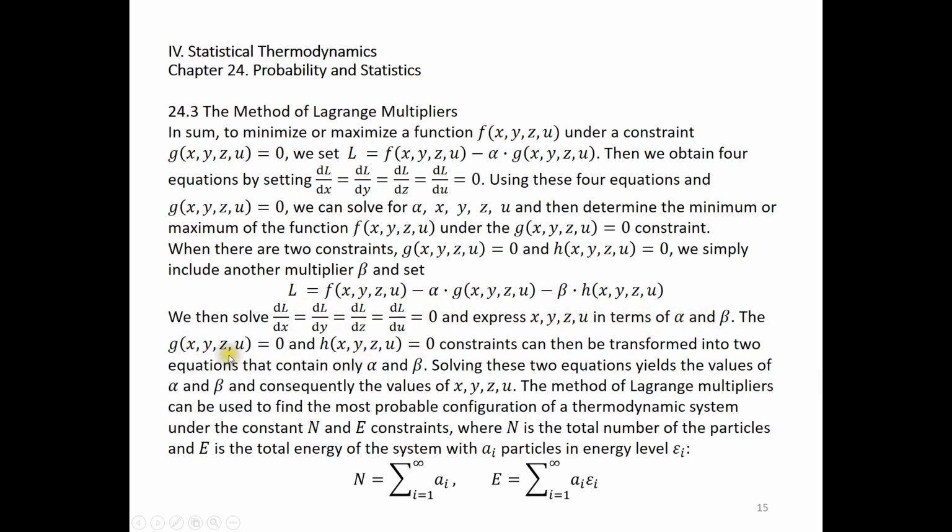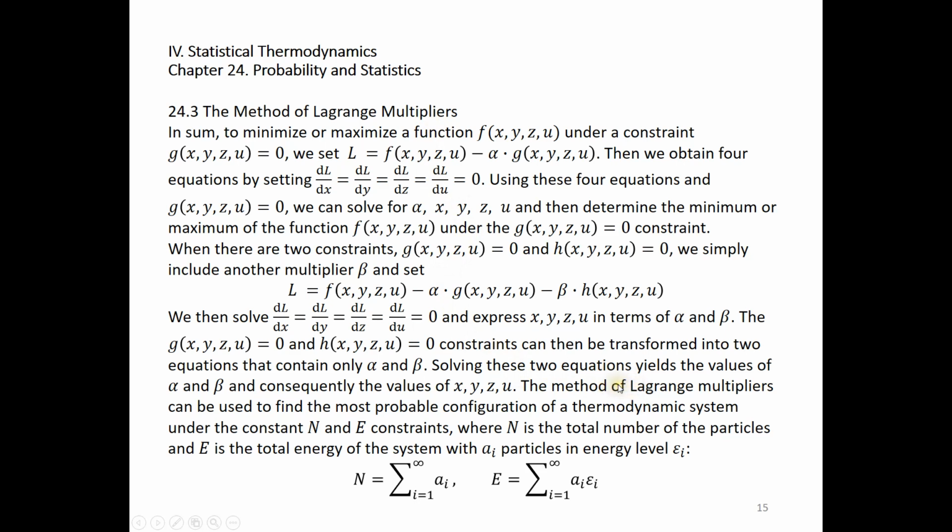And we have two constraints. Remember, x, y, z, and u can be expressed in terms of alpha and beta. Now we have these two equations. We have two equations that contain only two variables, alpha and beta. We can solve those. We get the values of alpha and beta. And then because x, y, z, and u are expressed in terms of alpha and beta, we can then get the values of x, y, z, and u to minimize or maximize this function f. So this is in general how we use the method of Lagrange multipliers to optimize a function under constraints.